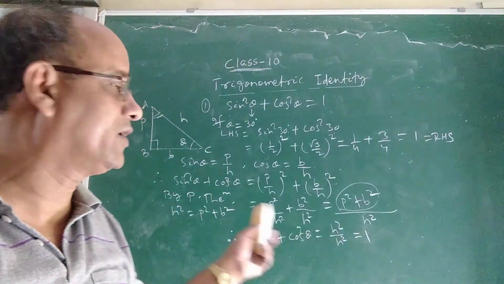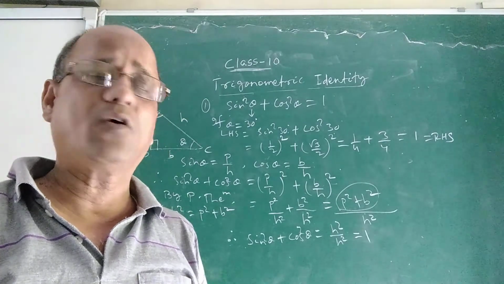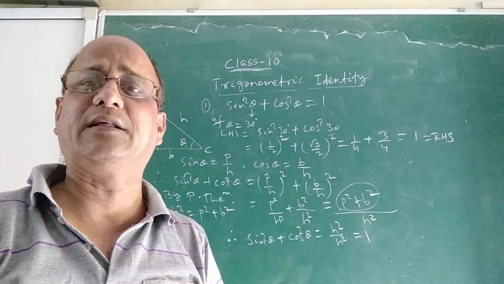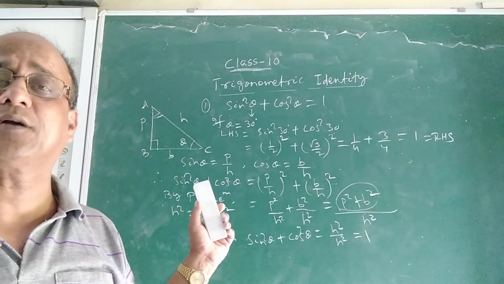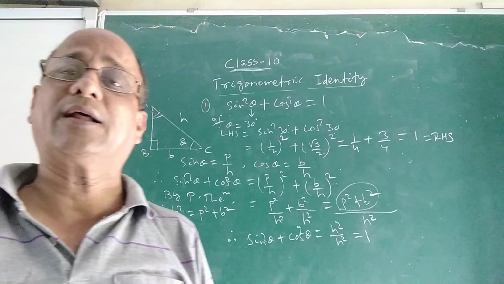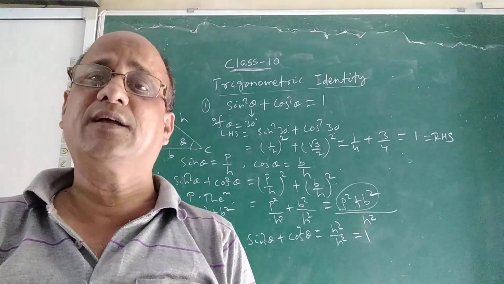I hope you understood. After I discuss all the trigonometric identities, I will discuss some important problems from trigonometric ratio as well as identity. What are the different methods of proving a trigonometric identity? I will discuss in the next class. Okay.